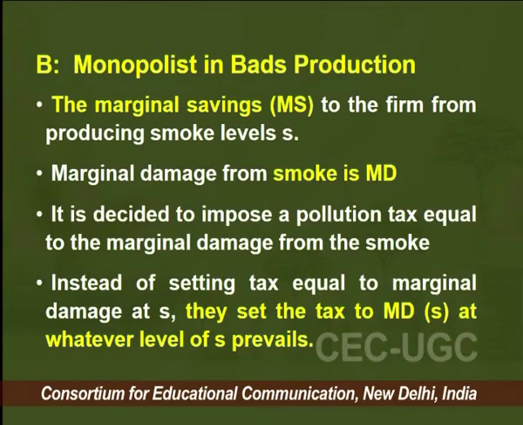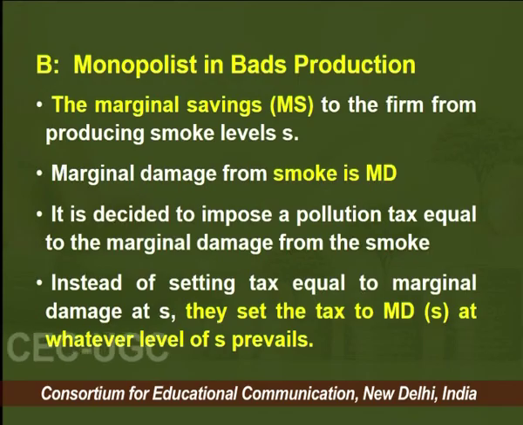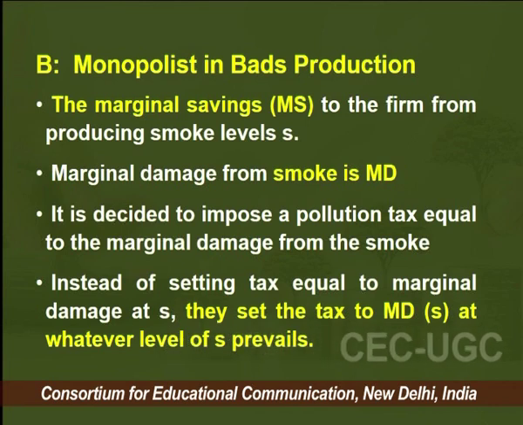So the marginal savings to the firm from producing smoke S, and the marginal damage from the smoke is MD. It is decided to impose a pollution tax equal to the marginal damage from the smoke. Once the firm is taxed, the graph we are drawing is for the pollution market, not for the good market. So what is the efficient level of tax that must be imposed on the firm, and what is the efficient amount of smoke generated? This is our objective in this scenario.